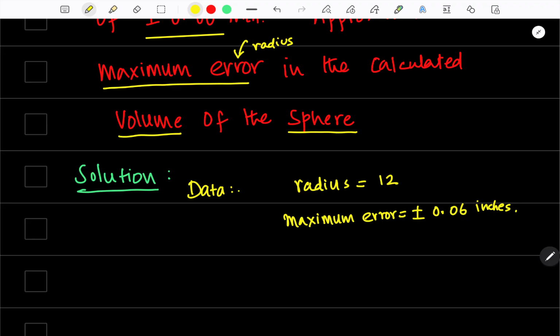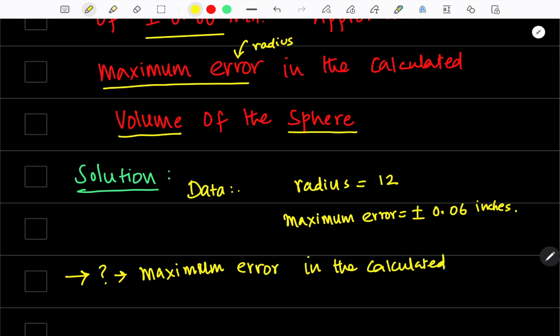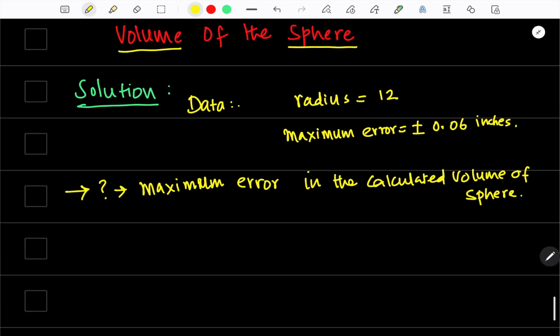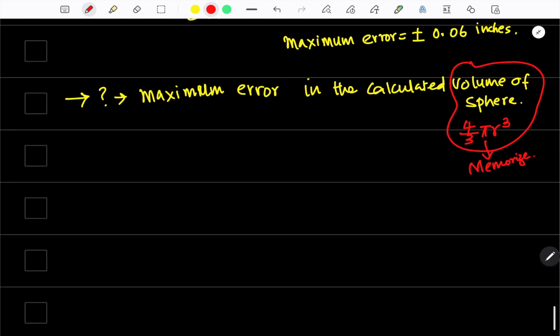So what we need to find? We need to find the maximum error in the calculated volume of the sphere. So do you know the volume of the sphere formula? Volume of the sphere formula is 4 by 3 pi r cube. This you need to memorize. So let's start the question.